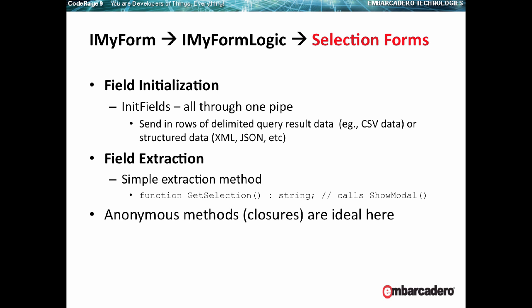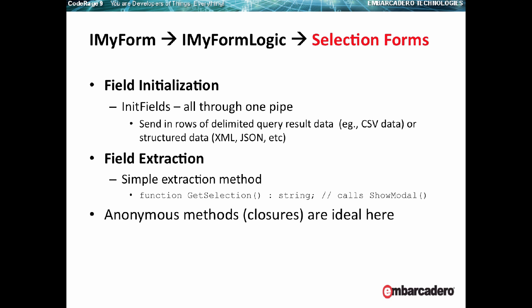Now when we're working with selection forms, we have two main attributes. We have field initialization that goes in aside, and this is basically just in init fields, and we're sending a whole bunch of stuff in through one pipe. And we can actually send in rows of delimited query result data, say like CSV data, rows of CSV, or even structured data like XML or JSON.